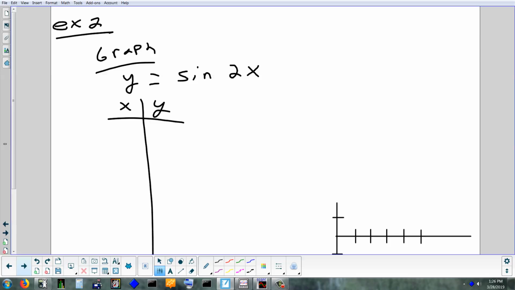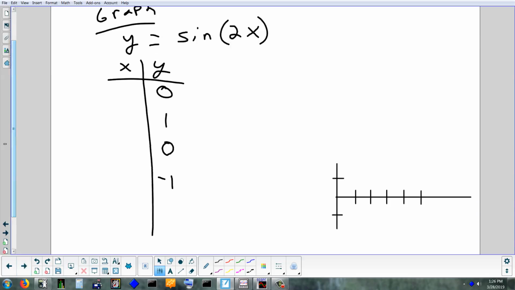So when the number is next to the x, that's how you know it's a period change. And he already said it was multiplication. So those are the two things. Multiplication inside with the x. If you want to think of it as parentheses, that's the same problem. It's grouped in with the x. Okay, so y's stay the same. What are my y values for sine? Yep. 0, 1, 0, -1, 0. So you have 5 points for those.